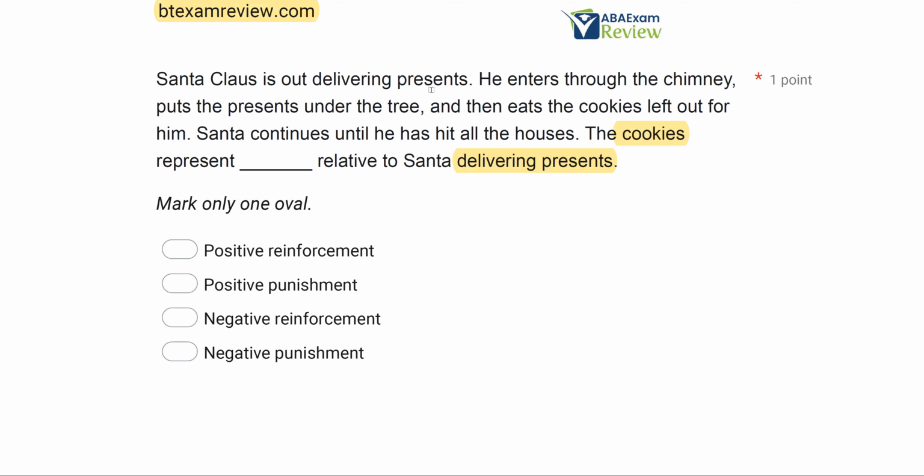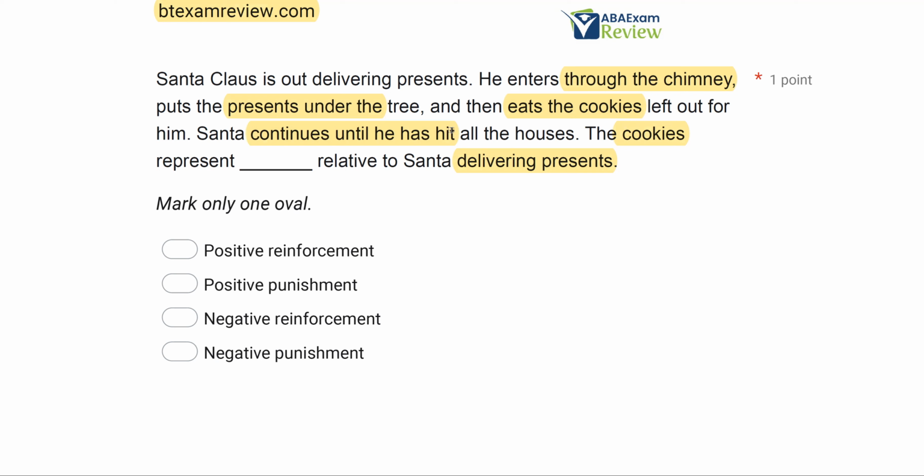Well, when Santa is out delivering presents, he goes in through the chimney, he puts the presents under the tree, and then he eats the cookies. So if we look at this as ABC, our antecedent is going through the chimney, the behavior is putting the presents under the tree, and the consequence is he gets the cookies. Now, what effect are the cookies having on Santa's behavior? Well, after he eats the cookies, he continues until he has hit all the houses. So his behavior is maintaining at worst and increasing at best.